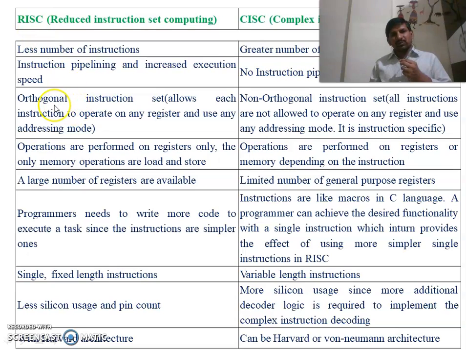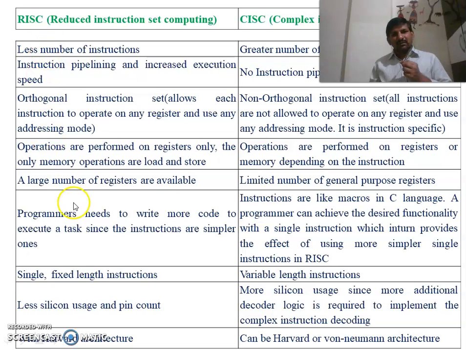Next, RISC supports the orthogonal instruction, which allows each instruction to operate on any register and any addressing mode, whereas CISC does not support that. In RISC, operations are performed on registers only. The memory operations are load and store, whereas in CISC operations are performed on register or memory depending upon the instructions. Next, RISC contains more registers, whereas CISC contains a limited number of registers.